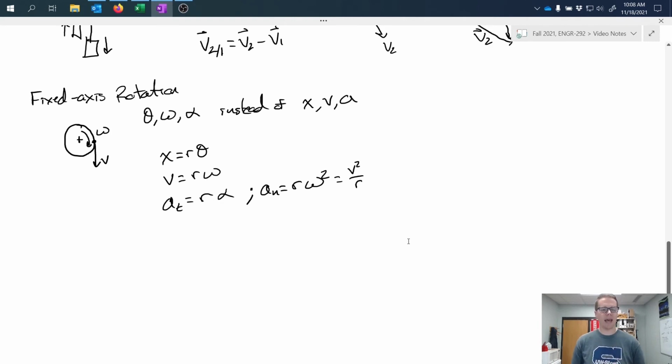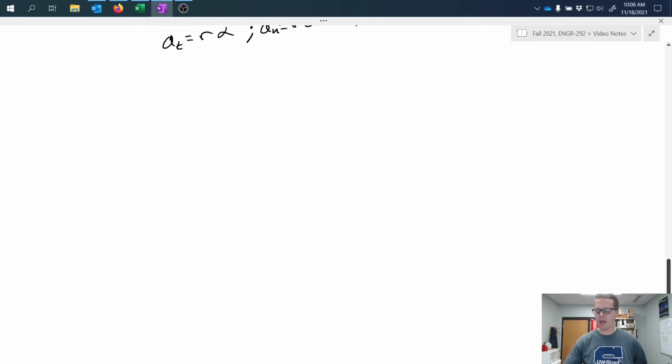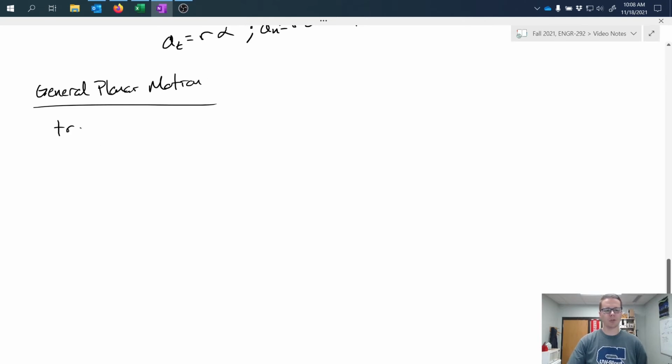All right, so we've added in the rotation component. So what happens when we put that all together? Well, we get something that we call general planar motion. And general planar motion most simply is translation plus rotation, all happening at the same time.